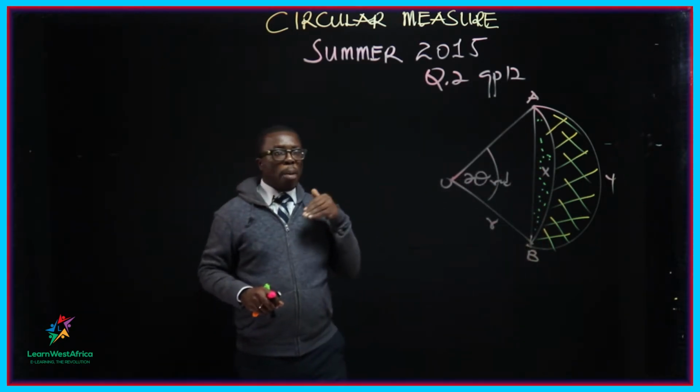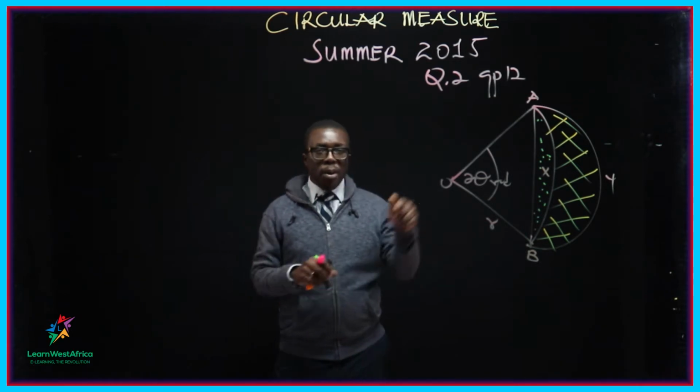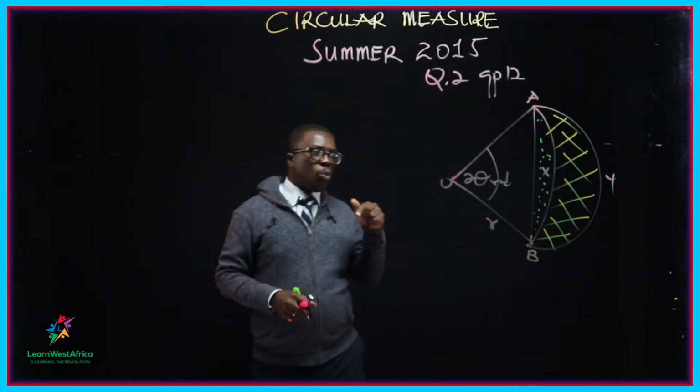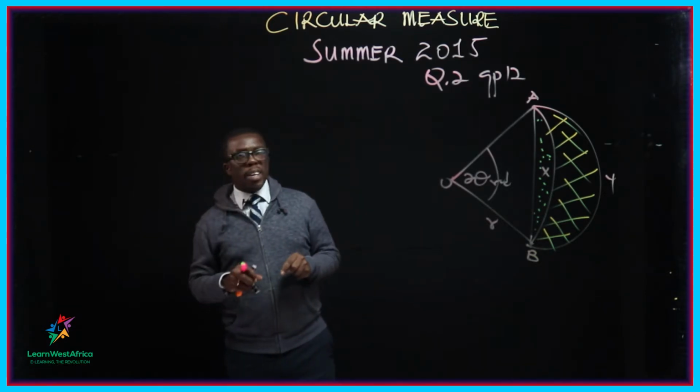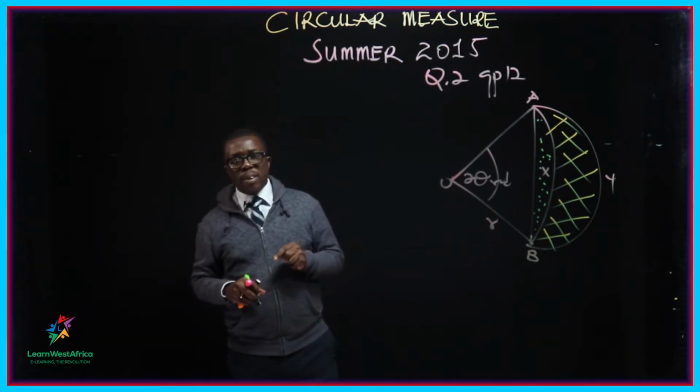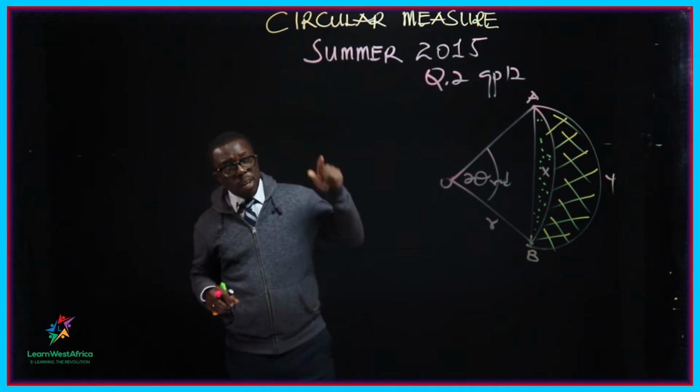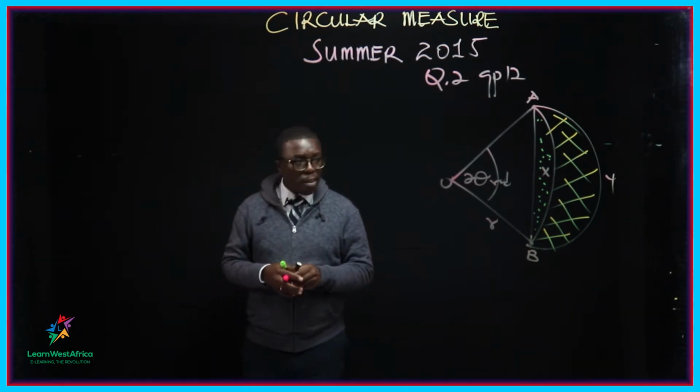Okay? So now let's try and proceed and see if we can find the area of the semicircle. Then afterwards, we'll try and find the area of the segment. Then we'll take it out. That should leave us with the area of the shaded portion. Hope you're okay. All right, so let's look at the area of the semicircle.